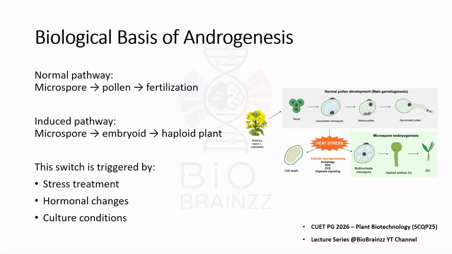Biological basis of androgenesis. Normally, microspores develop into mature pollen grains that participate in fertilization. However, when exposed to stress conditions such as temperature shock or specific culture environments, the developmental program changes. This reprogramming causes the microspore to follow an embryogenic pathway instead of a gametophytic one. As a result, embryos form directly from pollen cells, which later develop into haploid plants.